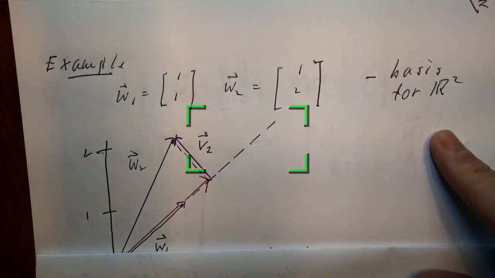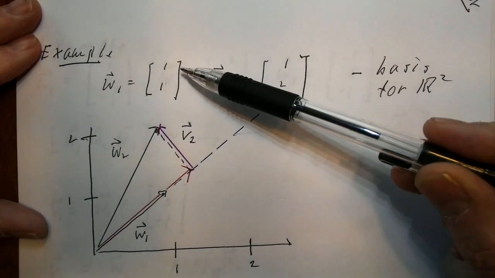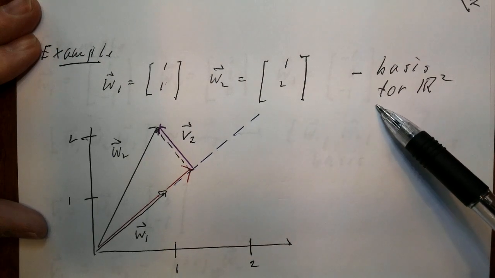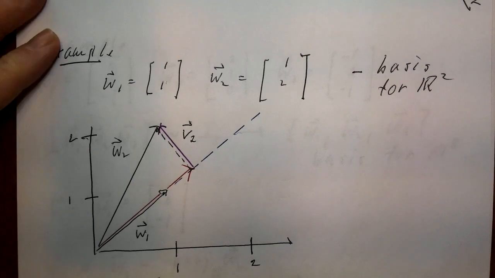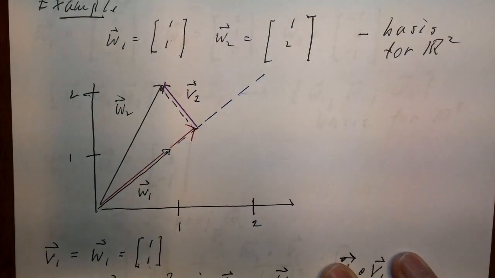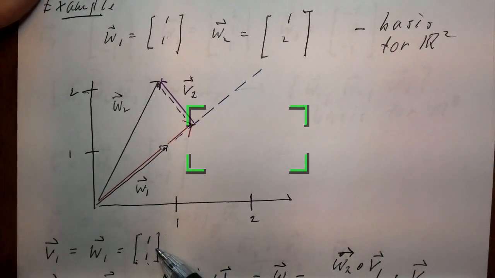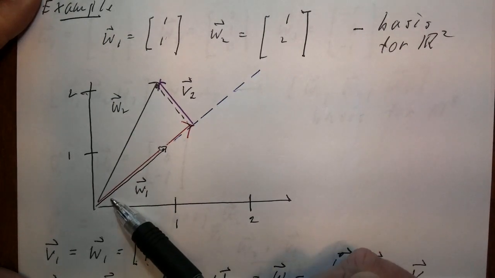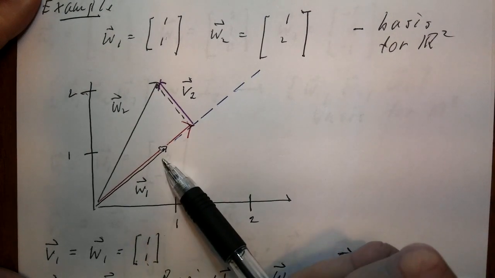Let's look at a simple example in R2. What I have here are two vectors, (1, 1) and (1, 2). I've drawn them here, W2 and W1. These are obviously a basis for R2. Now, the first step of the process always is to set, let's say your first vector is W1, V1 equal to whatever W1 is. So in this case, V1 would be what you see here in W1 itself.